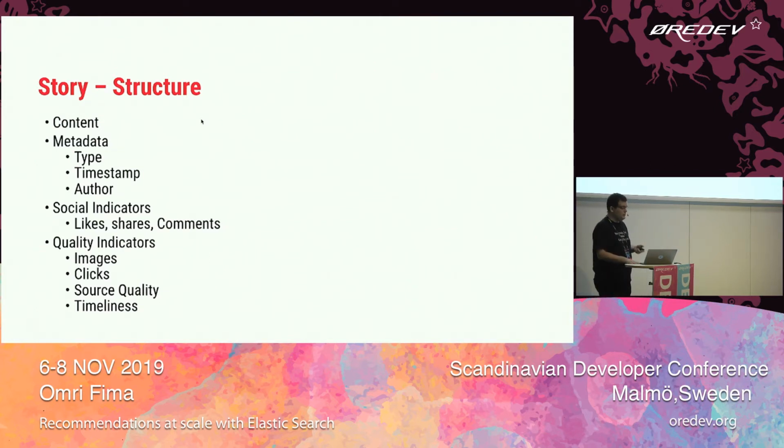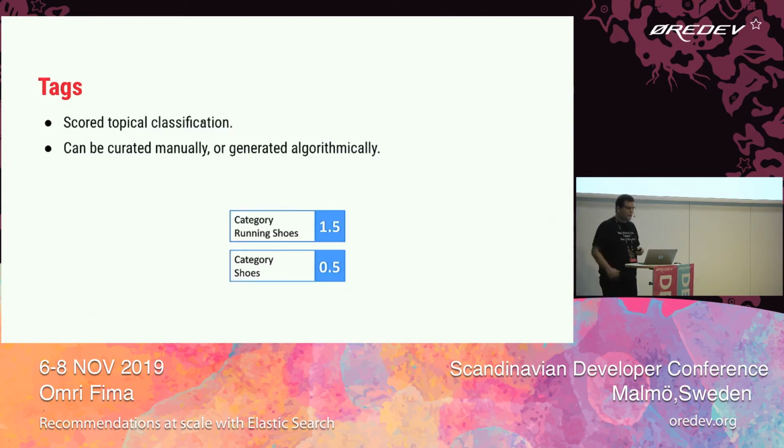And it might contain some quality indicators, for example, quality of the images, number of images, how many clicks it has, which is a little bit more objective than just shares. The source of the quality, how much we trust the source, and yes, even the timeliness.